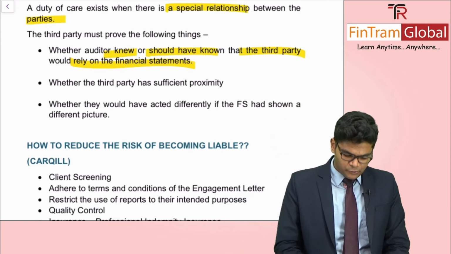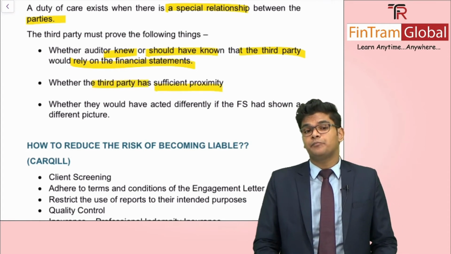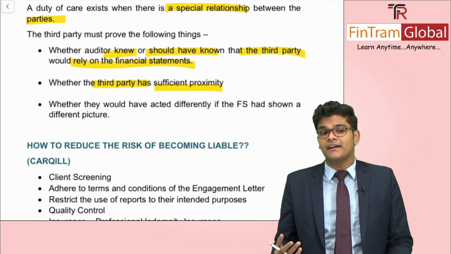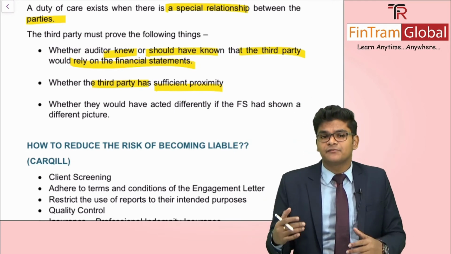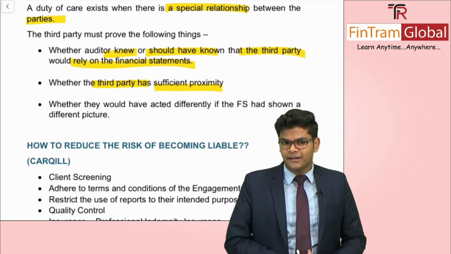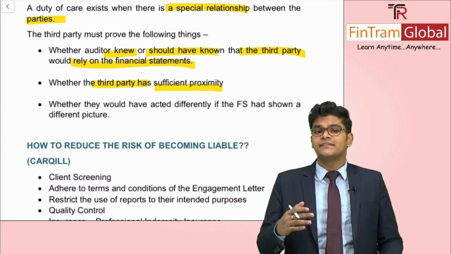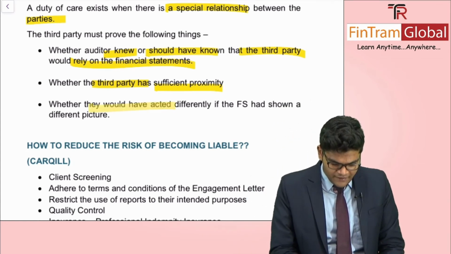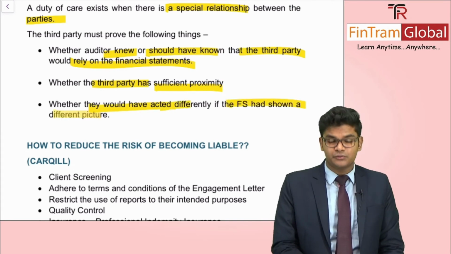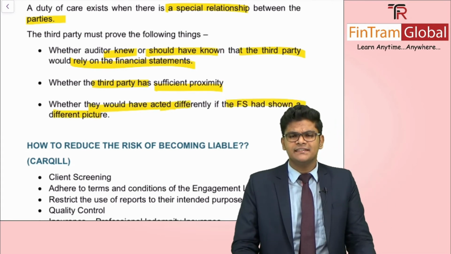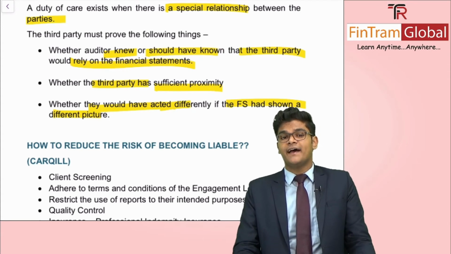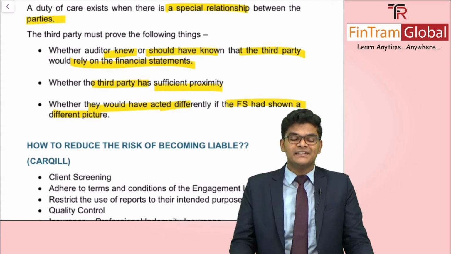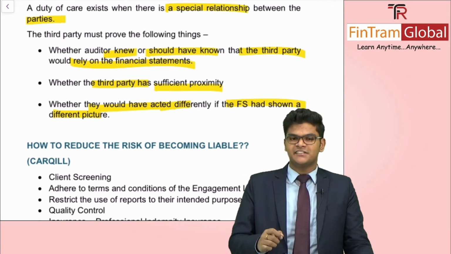Secondly, they have to prove whether the third party has sufficient proximity. So what does proximity mean? Well, this means that the third party has a sufficient level of close relationship with the audit client. Okay, folks, that's another thing that the third party must prove. And thirdly, whether they would have acted differently if the financial statement showed a different picture. Okay, folks, if these three conditions are satisfied, then the third party can prove that the auditors have breached the duty of care.